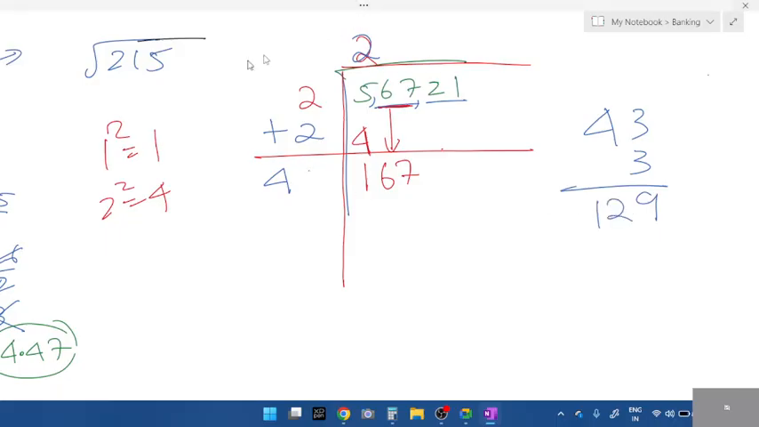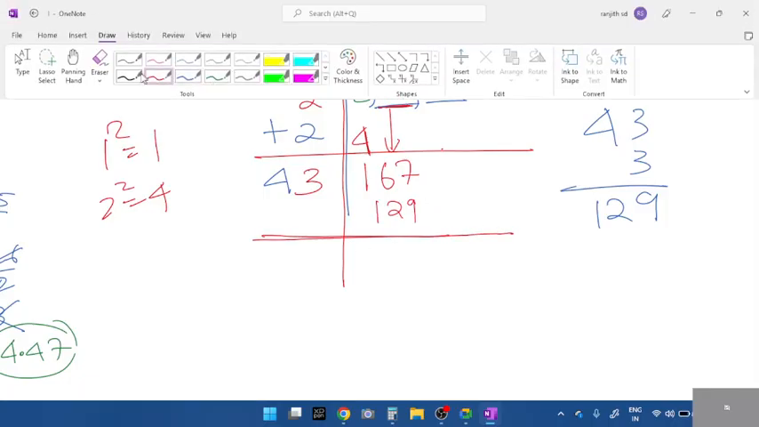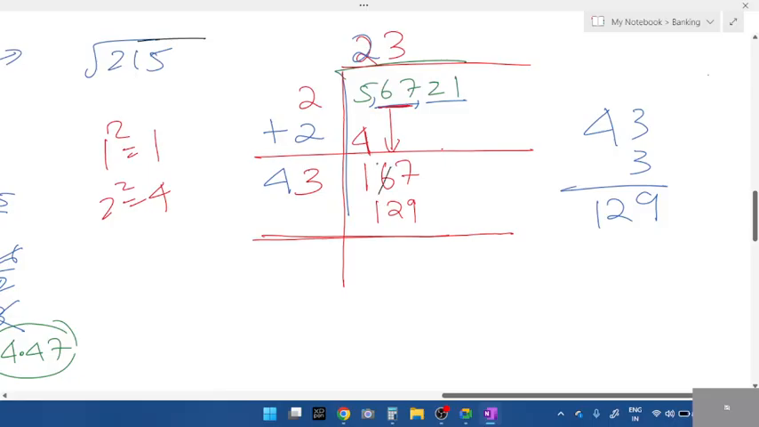Okay, the same color. 43 into 3. What is 43 into 3? 129. After that, draw a line. What is the remainder? I'll borrow from 6. What's the remainder, students? 17 minus 9 is? 8. 5 minus 2 is? 3. This is done. Bring down another pair.